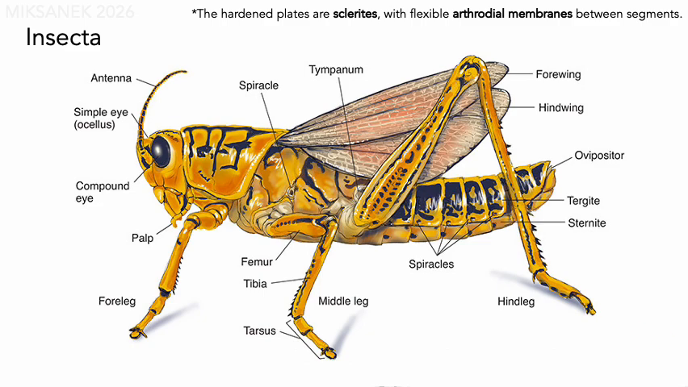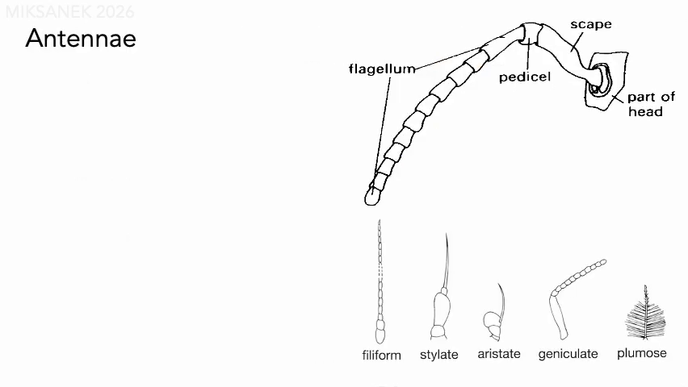Now, we're going to look at the structure, the anatomy of the insects in more detail. We're going to look at that thorax again. We're going to look at the legs again and the mouth parts and the wings in more detail. We'll start first with the antennae.